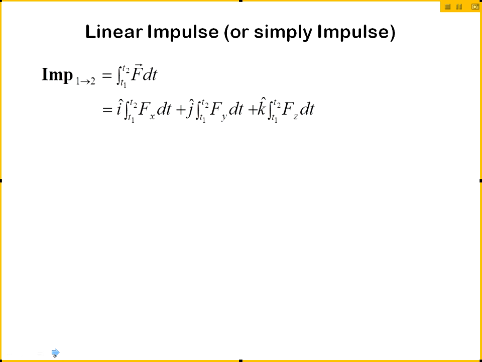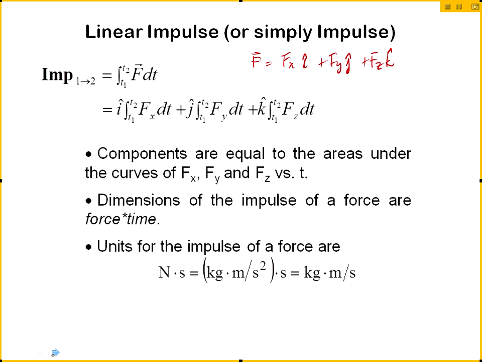So what is the interpretation of this linear impulse of a force? If we assume that the force can be expressed in terms of its three components, one along i, one along j, and one along k, and substitute it there. Take note that the i is a constant, so we can take it out of the integral. So we are just left with the components along i, j, k, respectively equal to the integral of the x component of the force with respect to time, and so on and so forth. So if we know how fx, fy, and fz vary with respect to time, we can just do the integration separately.